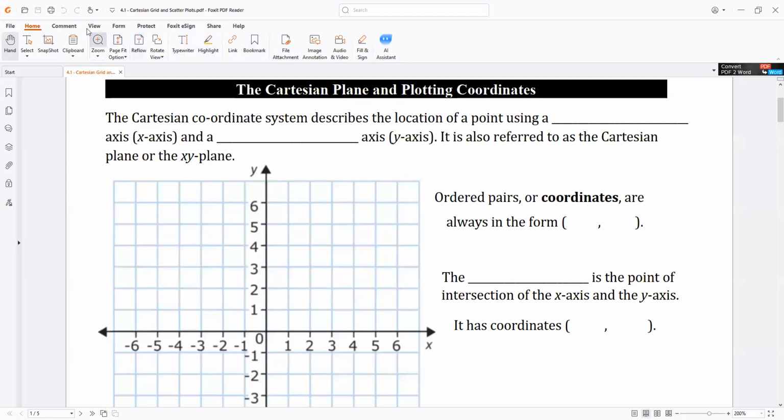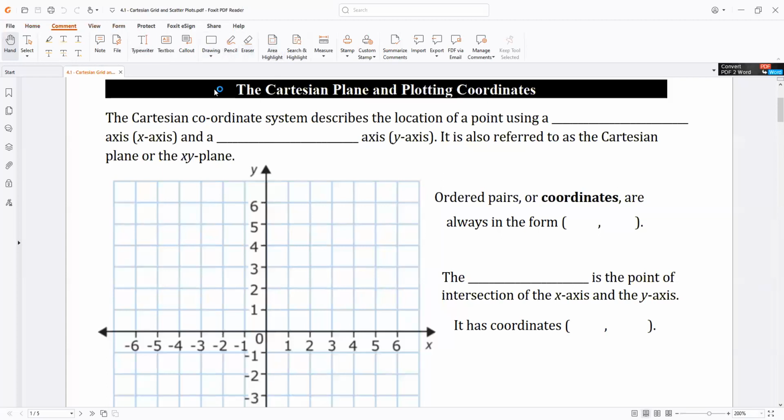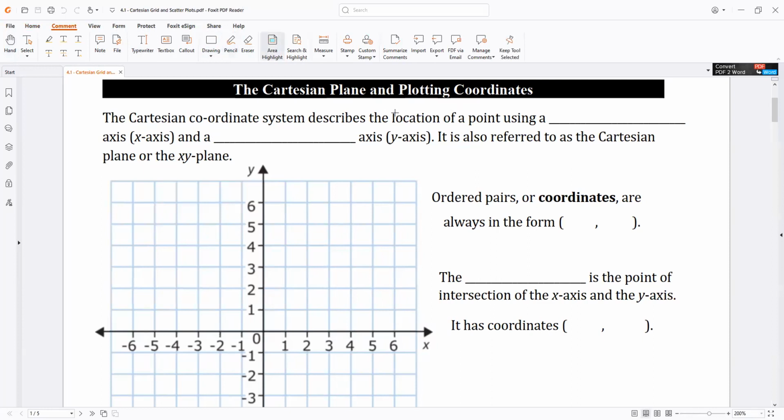So, starting off, comments and pencil. The Cartesian coordinate system describes the location of a point. Just as I said, every single point has a number assigned to it using an axis that is horizontal, and we call that the x-axis. Take a look. We label the horizontal x, and also a vertical axis, which is the y-axis, right? We call it the y-axis.